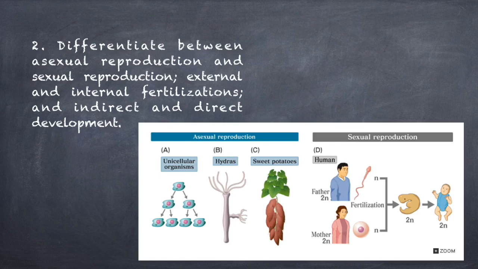For number 2 is to differentiate between asexual reproduction and sexual reproduction, external and internal fertilizations, and indirect and direct development. Let's start with asexual reproduction and sexual reproduction. Asexual reproduction is a method of reproduction usually present in lower animals and plants where progenies are produced from a single parent without the formation of gametes and fertilization. Example: division of bacteria by binary fission, budding of hydra and yeasts, and vegetative reproduction in plants.